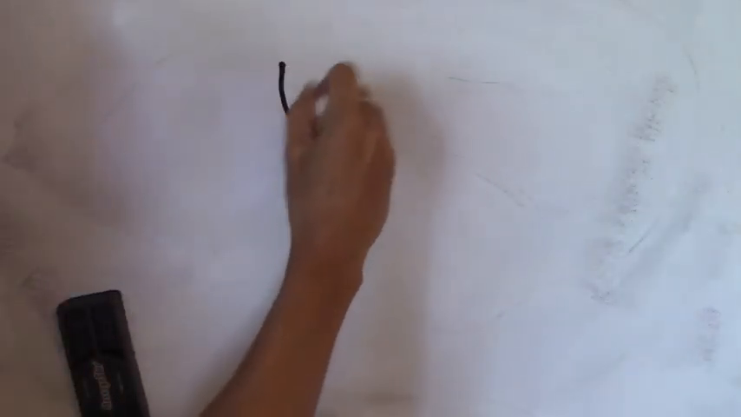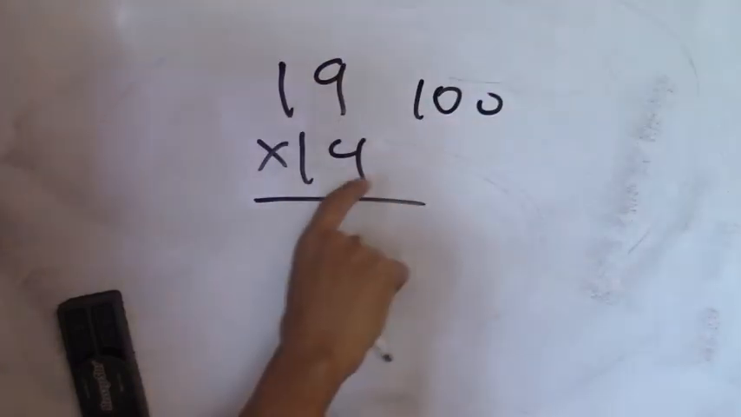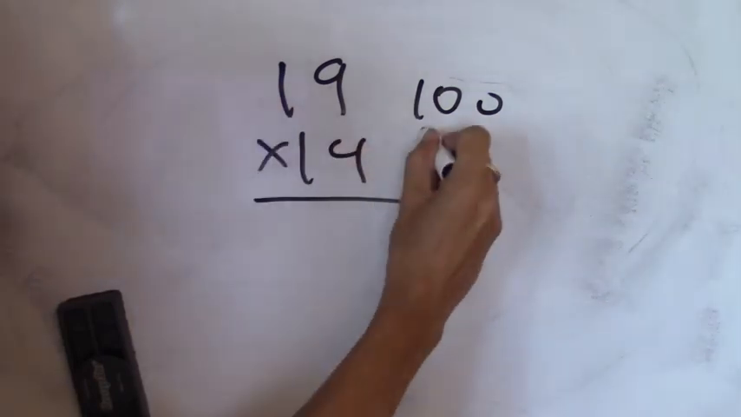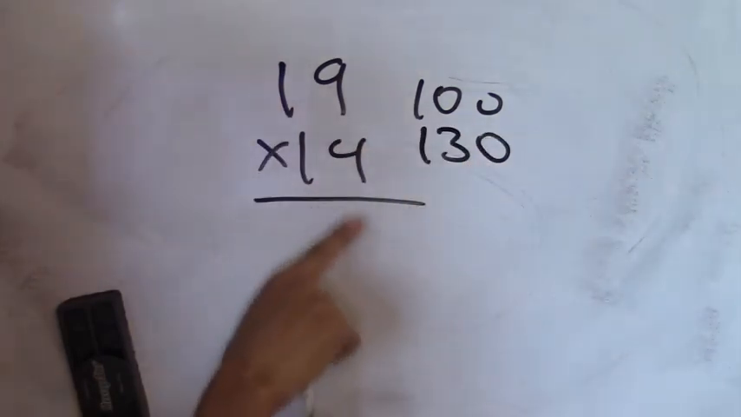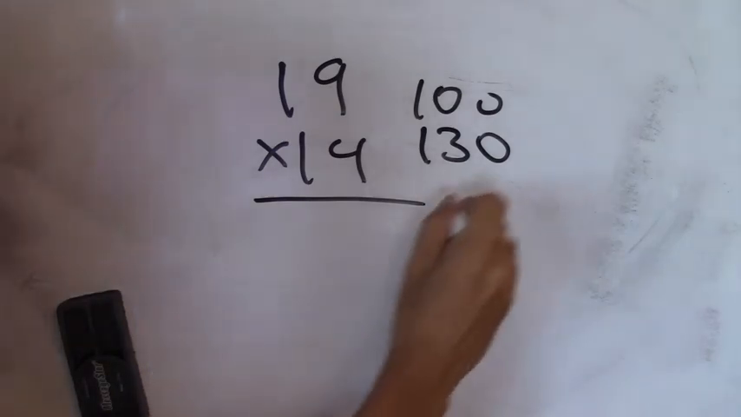So let's do 19 times 14. What do you do? This, 100. What do you do that and that, and you got 130 again. And then you do that and that. And you got, what's 9 times 4? 36. There you go.